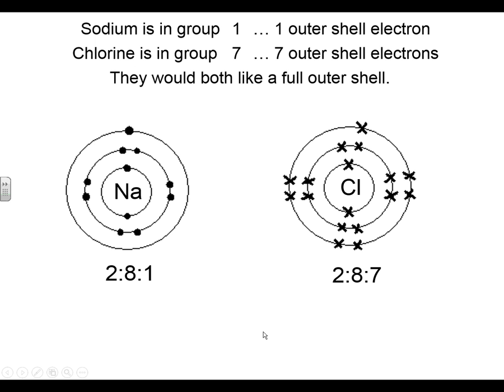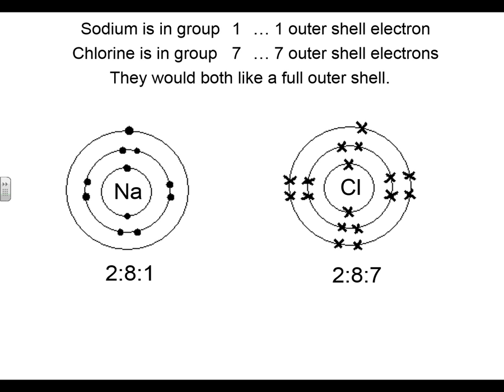In this video, I'm going to show you what happens in ionic bonding, and we're just looking at the molecules here. Actually, we're looking at the ions here, but that's another story. Now, the key thing is, sodium is in group 1. It's got 1 outer shell electron, and you will know from the periodic table that chlorine has got 7 electrons in its outer shell. Its configuration is 2,8,7.